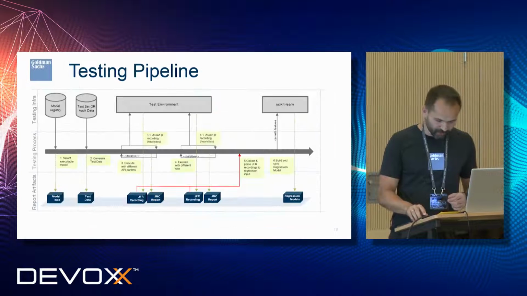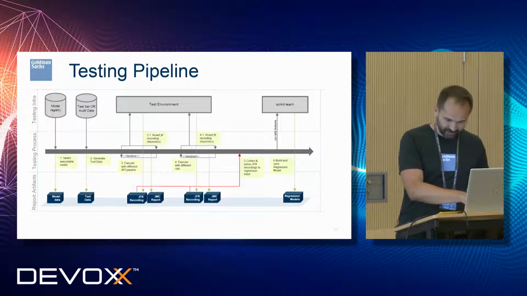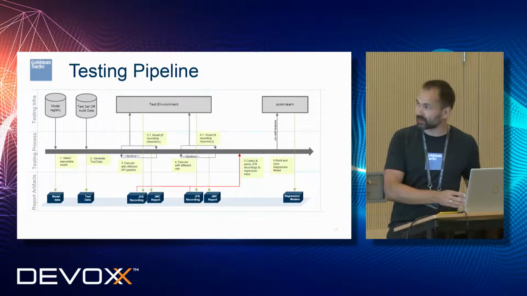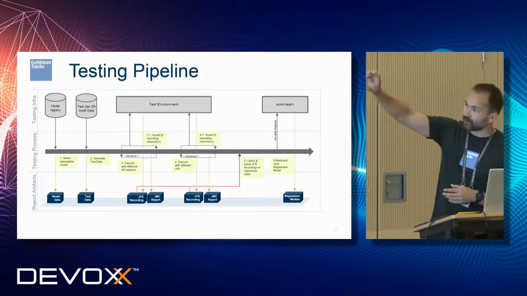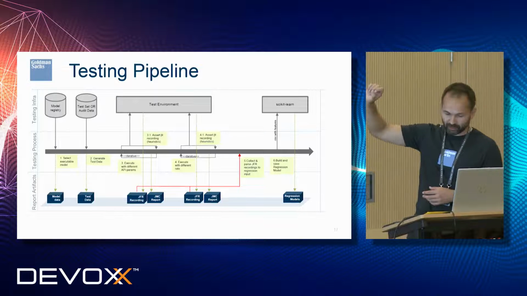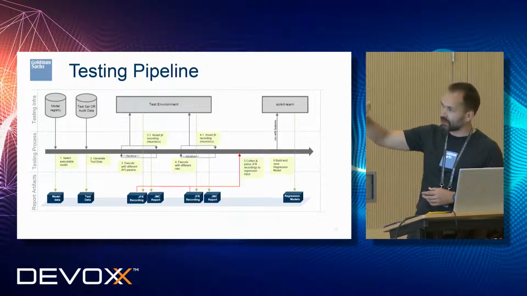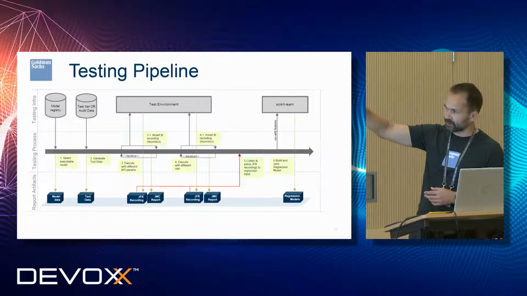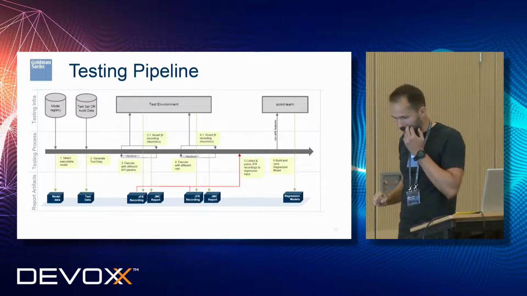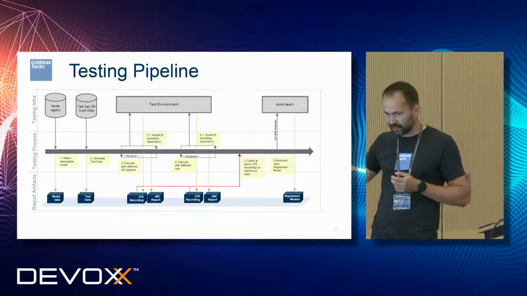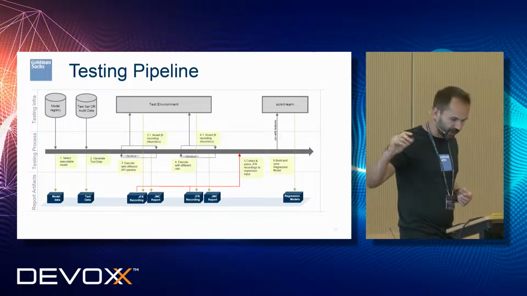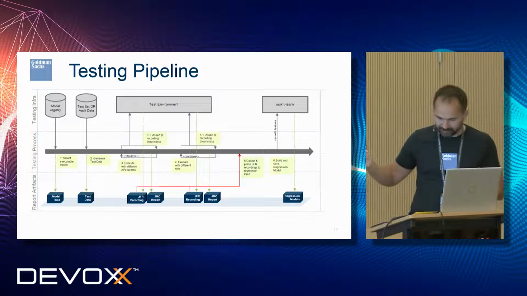All right, so what did we build? We built a testing pipeline. What you see here is, in the top bar, a testing infrastructure. In the middle bar, there is an algorithm that I'm going to describe in a second. And in the bottom bar, there are report artifacts that we collect.